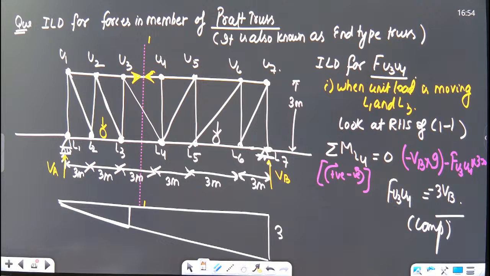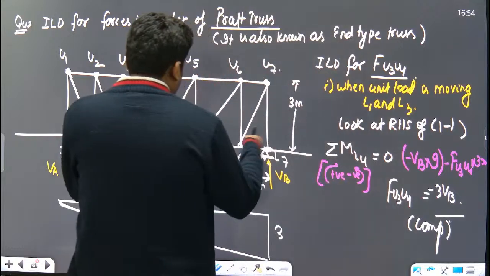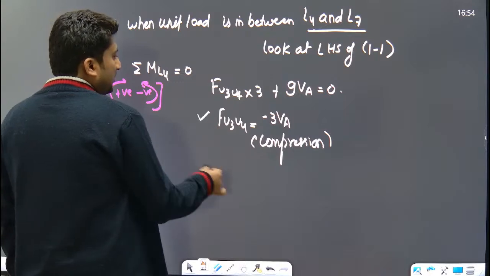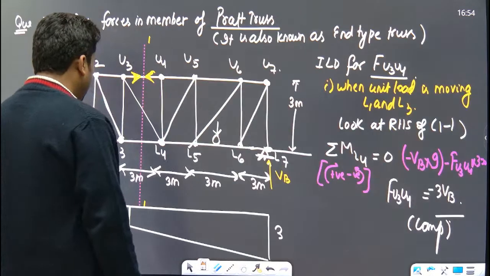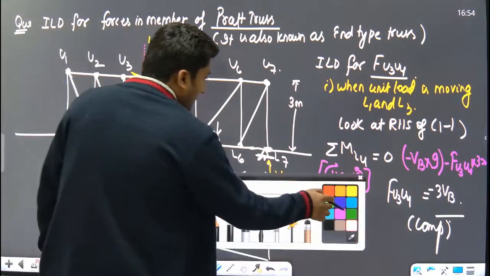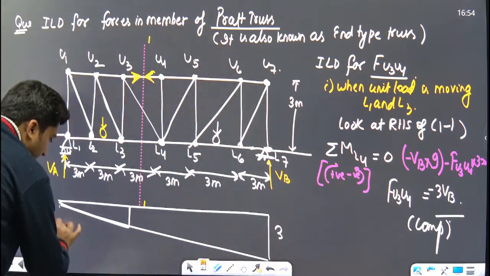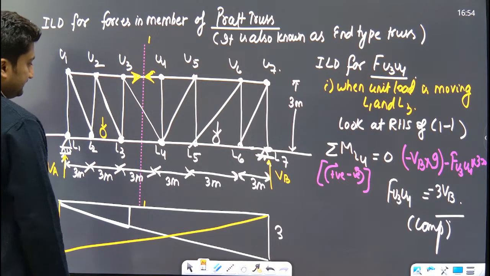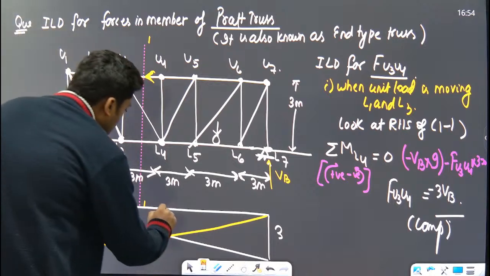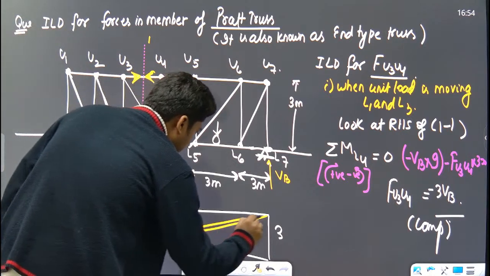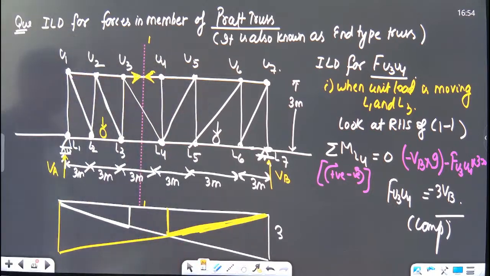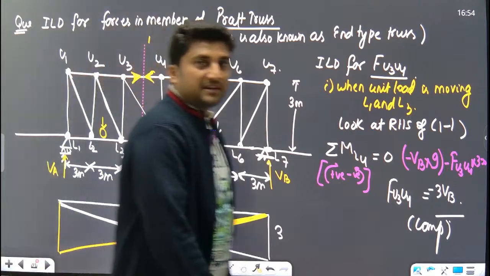Yes or no? Now, when the unit load is between L4 to L7, what is the force in the member U3 U4? 3 times of VA, minus 3 times of VA. What is the ILD for VA? Displace it by 3 units and join it up to this point. So this yellow diagram is considered from L4 to L7. L4 to L7. Yes or no?